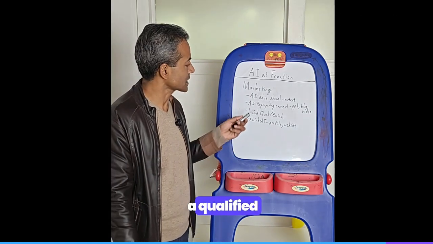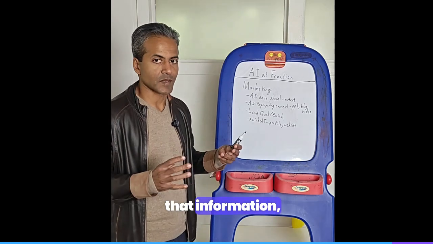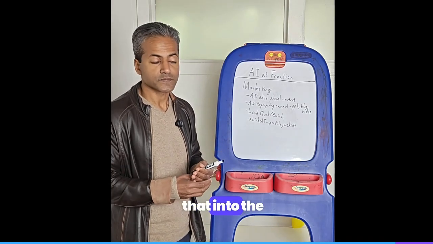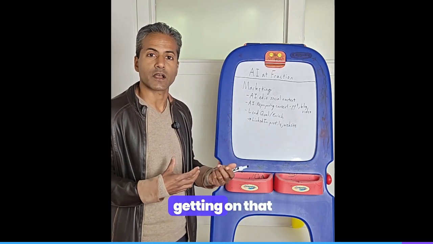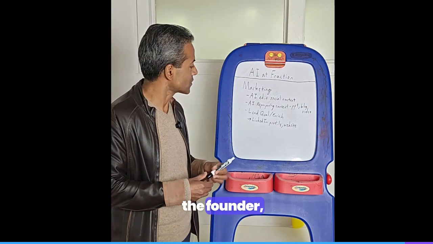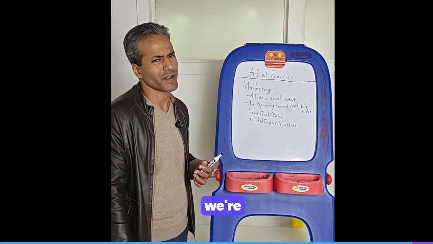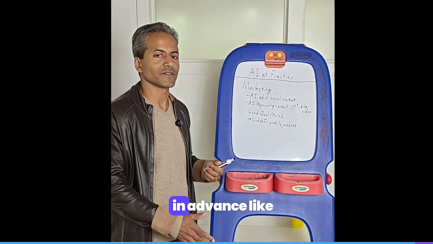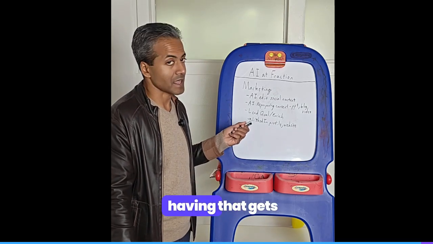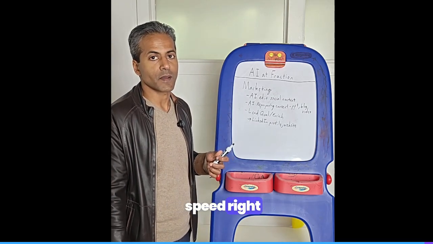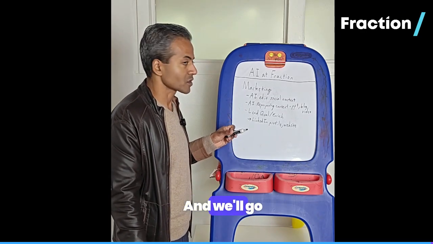And then the second value add there is, once you have all that information, injecting that into the notes for the salesperson or whoever's getting on that call next, or heck, if it's you as the founder, having all of that handy right before you jump on, because inevitably we're never prepared well in advance like we should be. It's the last minute thing quite often. And so having that gets you up to speed right before the call as well. So these are some quick hits on the marketing side, and we'll go into sales next.